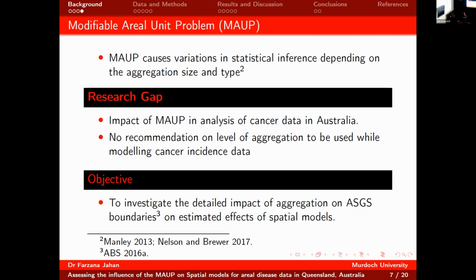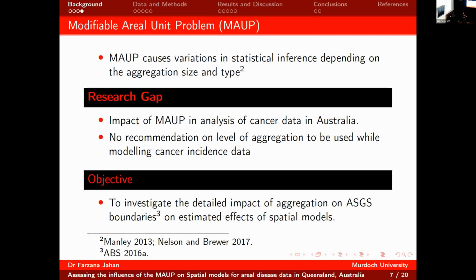So in the literature, people have been studying MOP, and they have been showing how MOP can cause issues in your inference and how it can be tackled. And in the literature, it has been said that investigation of MOP is very dependent on specific geographies, and it also depends on the specific data that you are using. And there is a gap in the literature: there is not much study that has looked at MOP in the context of Australian geography for cancer incidence data. So that's one of the main reasons for doing this analysis or research.